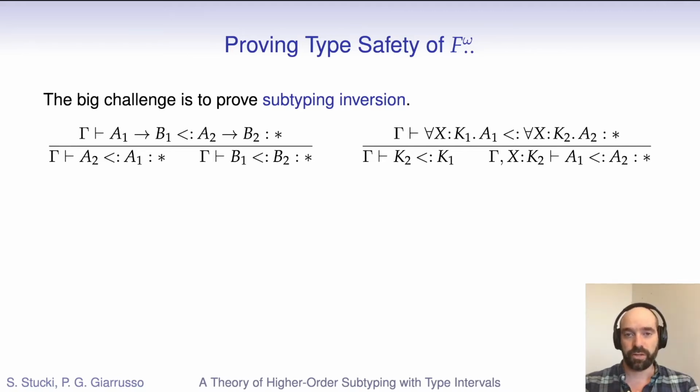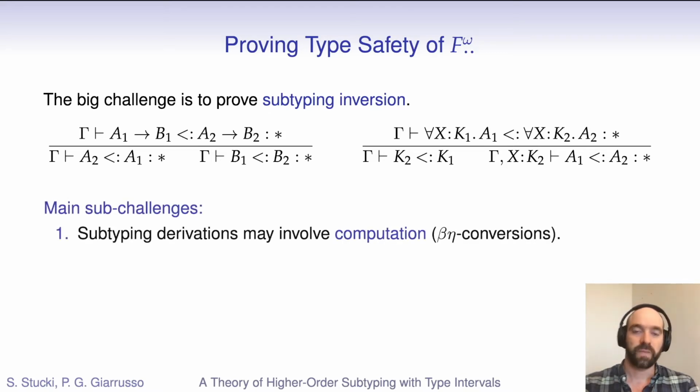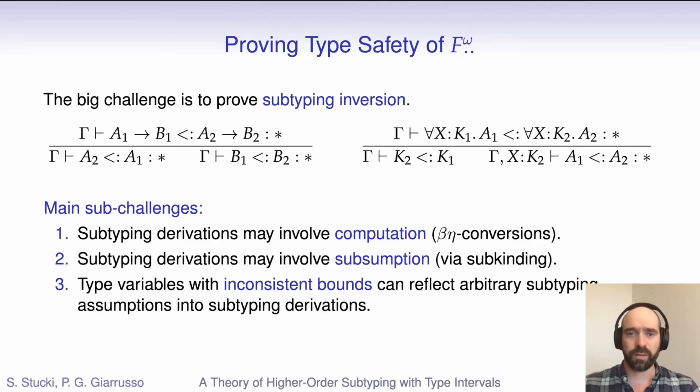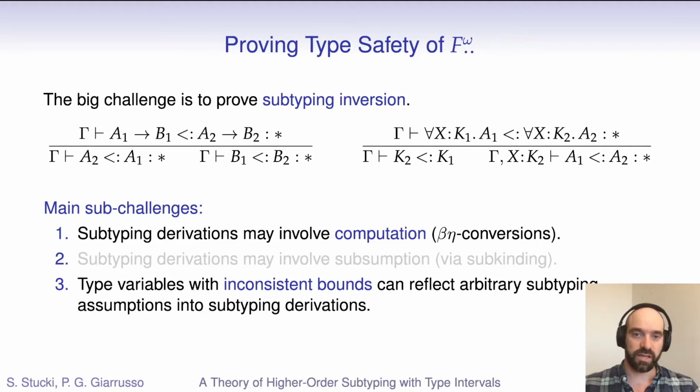The proof of subtyping inversion in F omega int is complicated by the fact that we have type-level computation, but also dependent kinding. One of the main challenges when inverting subtyping in a system with type computation is that in the middle of a subtyping derivation, we may encounter a beta reduction or an eta expansion. Because our system has subkinding, there's a similar problem with subsumption, which can also appear anywhere in a subtyping derivation and thus block simple structural inversion. And finally, we actually have a form of subtyping reflection in F omega int, and this will destroy all the nice structural properties of the subtyping judgment. I won't go into the details of the second challenge in this presentation, but let's have a look at challenge number 1 and 3 a little bit closer.